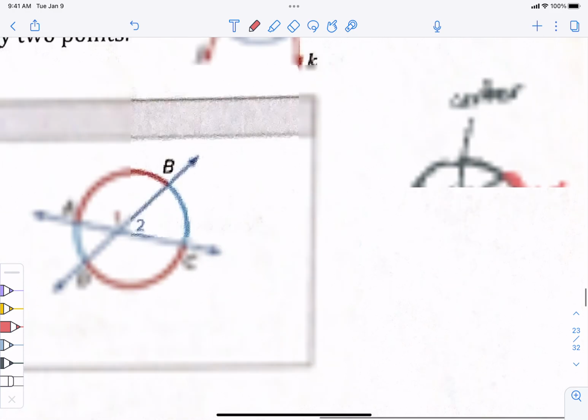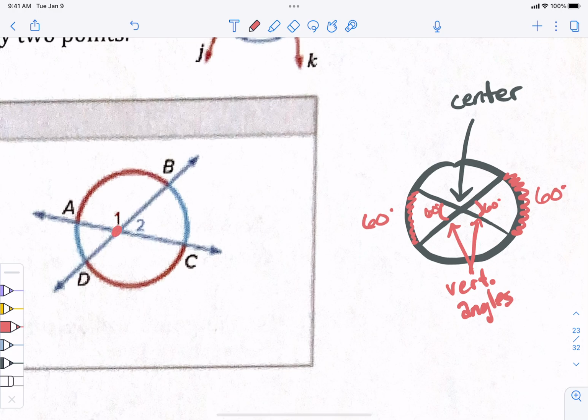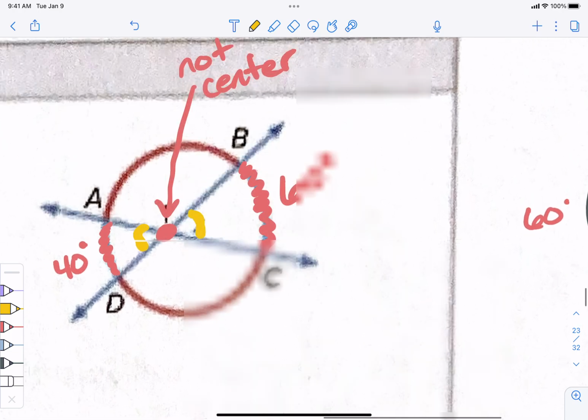But here's the problem. We're going to start looking at stuff like this, where these two are intersecting, and this is not the center. Do you see how that's not the center of the circle? So let's say that this arc right here is 60 degrees, but is this one also 60? No. Clearly not. It's smaller. Let's say that this is 40 degrees. But these two angles in the middle here are still going to be the same. They're still vertical angles, but which one are they? Are they 60 or 40? Neither.